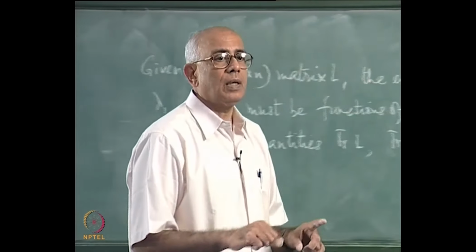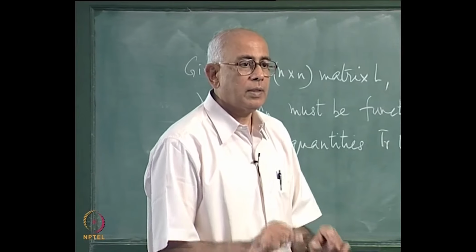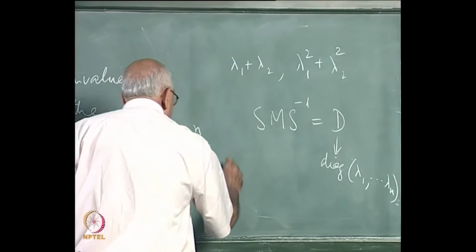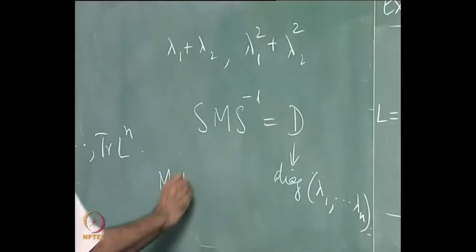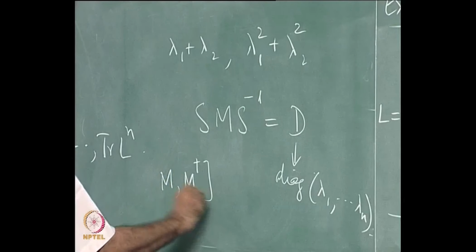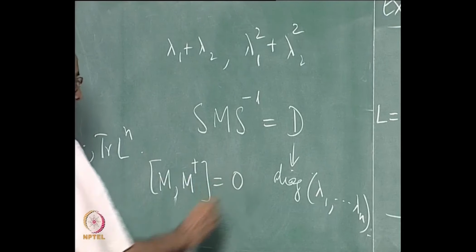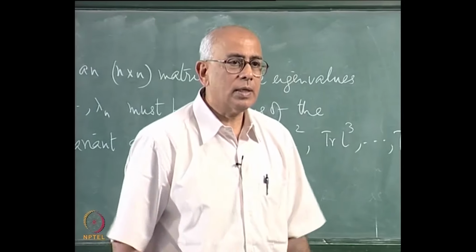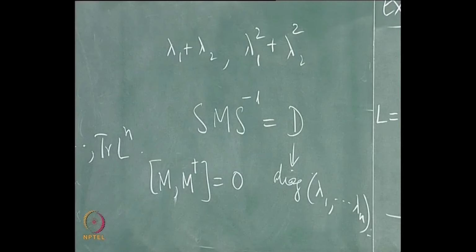A sufficient condition for you to diagonalize a matrix is that the matrix M commute with its Hermitian conjugate. If this is true, by this dagger I mean the Hermitian conjugate of this matrix, which is the transpose complex conjugated. That is a sufficient condition for M to be diagonalizable by a similarity transformation. Such a matrix is called a normal matrix.